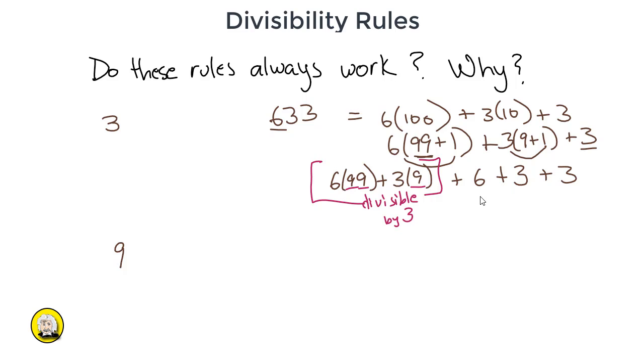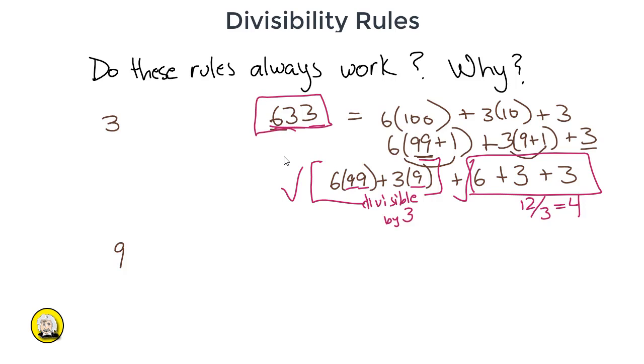And that leaves the only thing to check as the sum of the digits, 6 plus 3 plus 3. So if this also is divisible by 3, then the result will be divisible by 3. So in this case, 6 plus 3 is 9, plus 3 is 12, which is divisible by 3. Therefore, we know this must be divisible by 3. We just determined this, the sum of the digits, is divisible by 3. Therefore, the whole number is, and in every case, will be divisible by 3. Kind of cool. How does that work for 9?